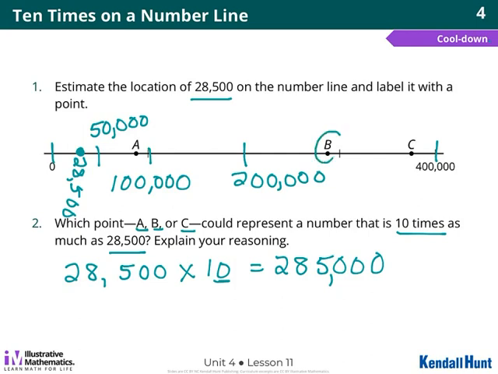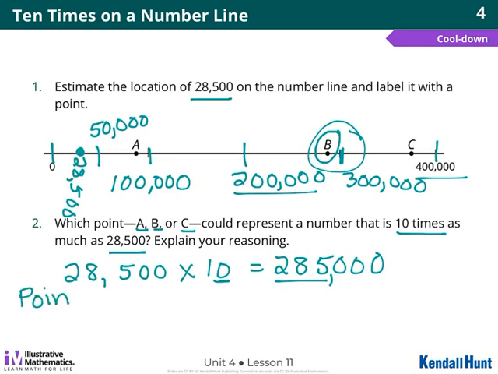That's going to have to be B, because here's 200,000, here's 400,000. So this must be 300,000. And 285,000 is pretty dang close to 300,000. So I'm going to say point B, and it says to explain.